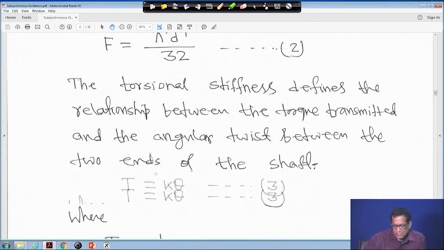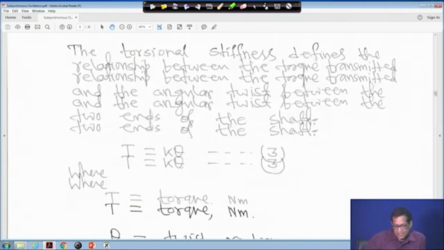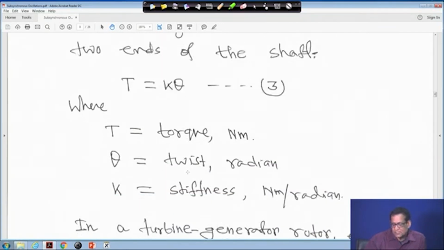That means, we can write in general that T is equal to K into theta, where T is the torque in Newton meter, theta is the twist in radian, and K is the stiffness in Newton meter per radian. So, torque is equal to K theta.